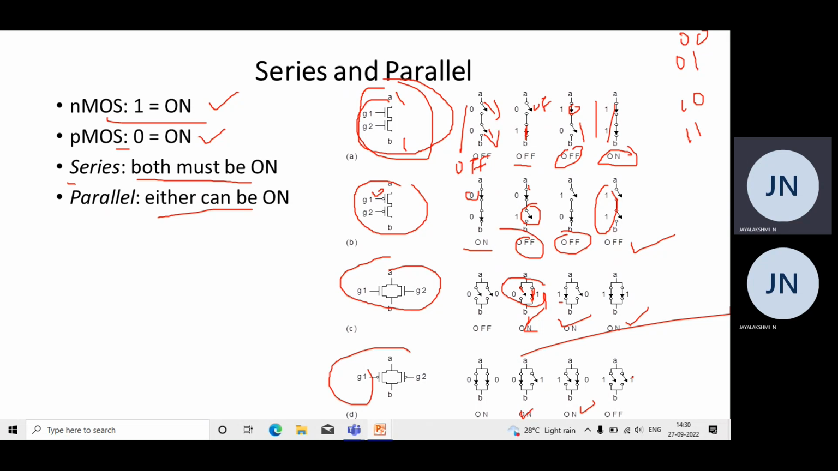So here is how the NMOS and PMOS transistors should be connected in series and parallel. The NMOS transistor should be on only when its input is 1, and the PMOS transistor should be on only when its input is 0. One more condition: in series both must be on, but in parallel any one can be on.